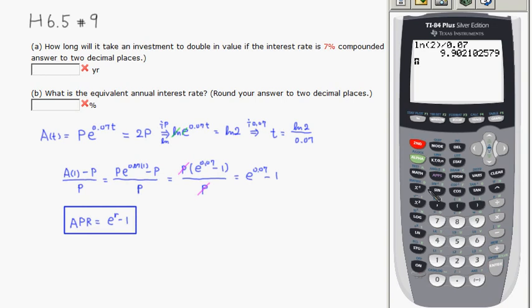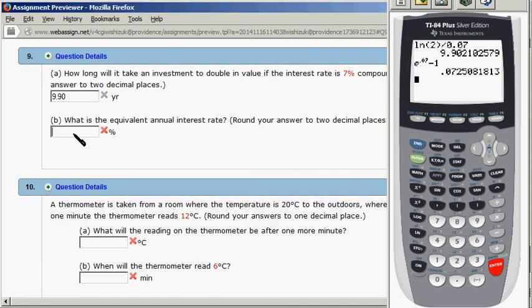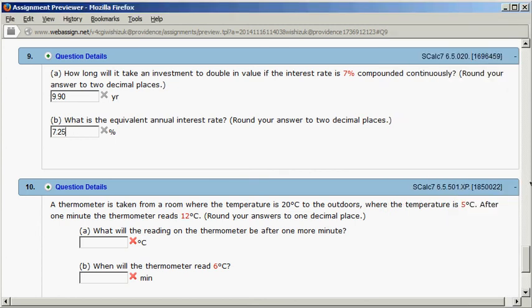So it's going to be e to the 0.07, then minus 1. This comes out to be, for 2 decimal places, 7.25%. This is about 0.0725, but since we're looking for a percentage, it's about 7.25%. So let's type it in: 7.25%. So let's submit for testing.